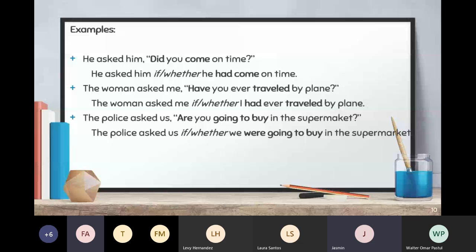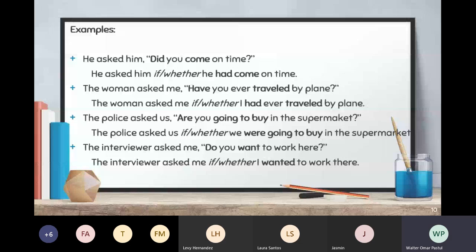The police asked us, are you going to buy in the supermarket? The police asked us if or whether we were going to buy in the supermarket. Thank you. Exactly. So you see, are you going to? That is a question, but in the other one, we have we were going to. That's it. One more. Anyone else?